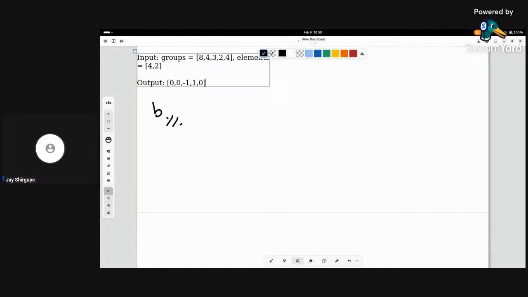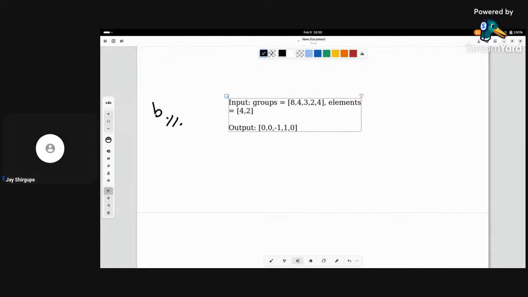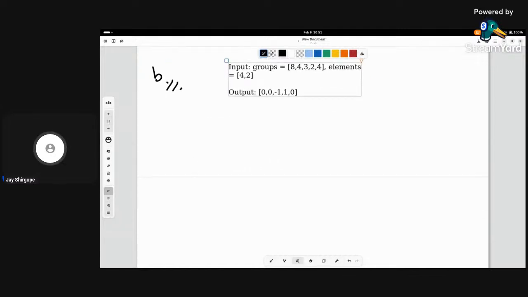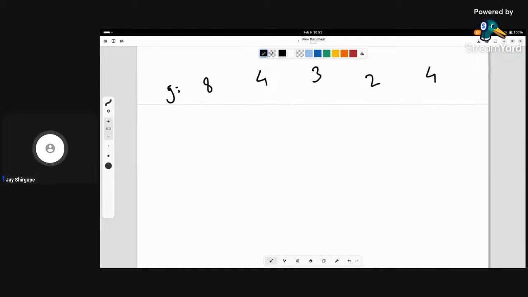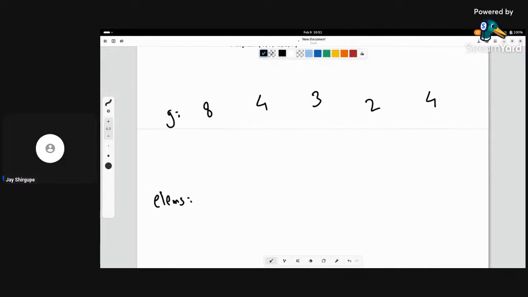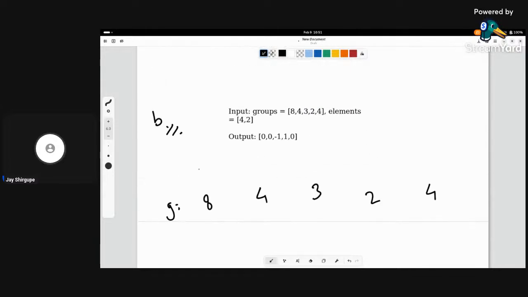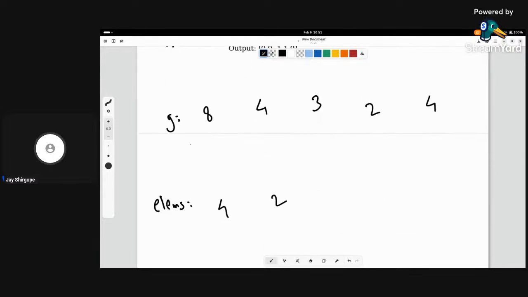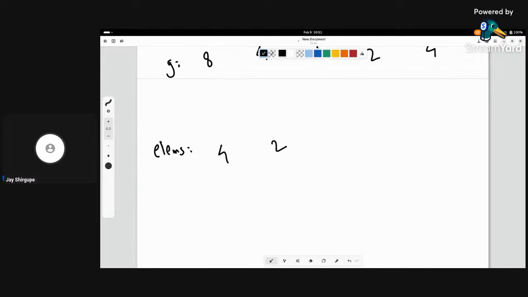So this is like problem B. In the first test case, you are given that your groups were 8, 4, 3, 2, and 4, and your elements were 4 and 2. Okay. Now take the first element.